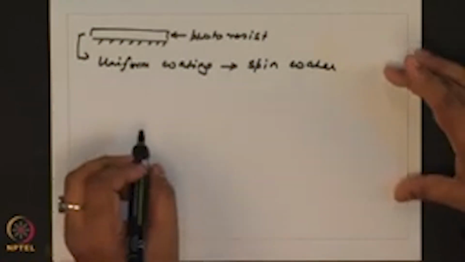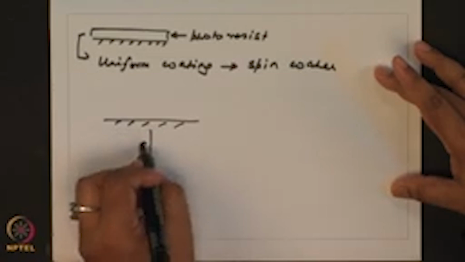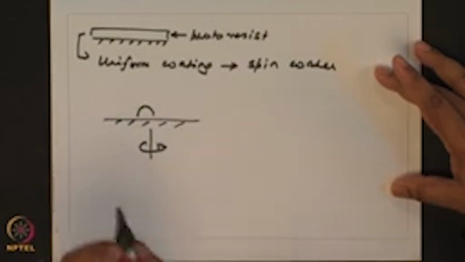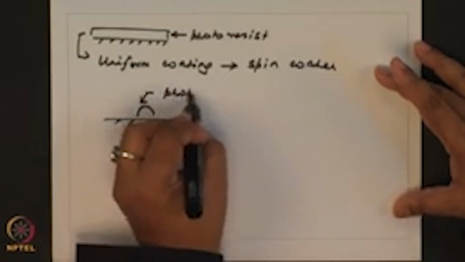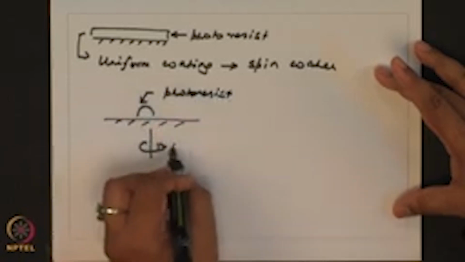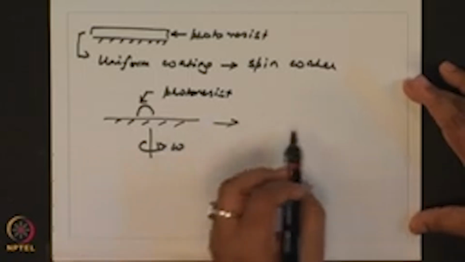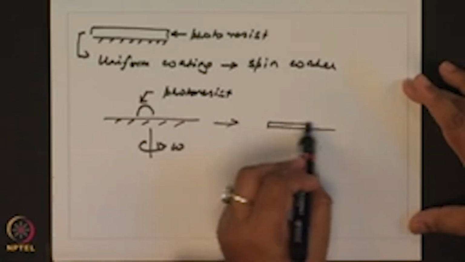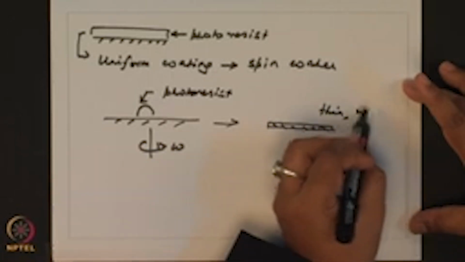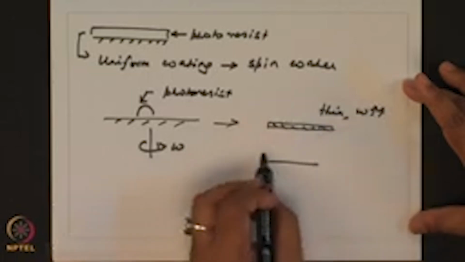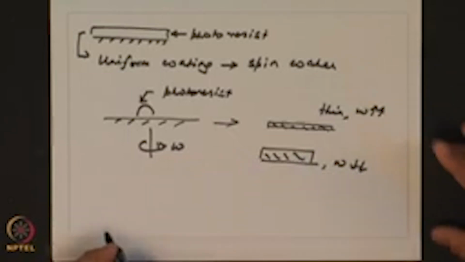The idea of a spin coater is very simple. If this is your substrate, mounted on a motor which rotates, you put a drop of photoresist and you spin it at a given RPM. Depending on the omega, how fast you are spinning it, you might get a very thin layer when your omega is high, or a much thicker layer when omega is low.